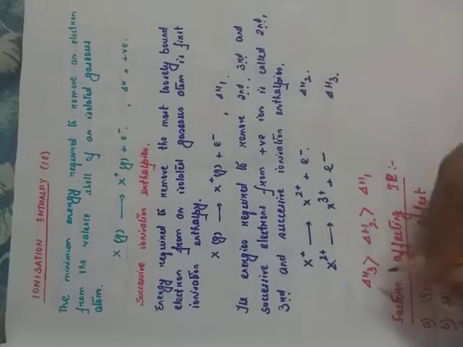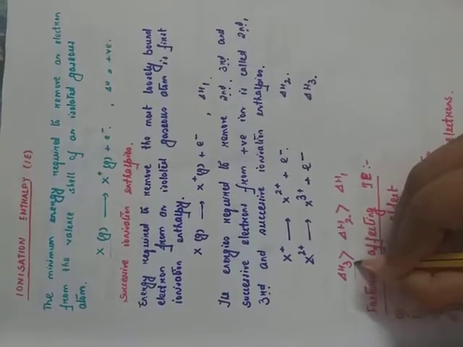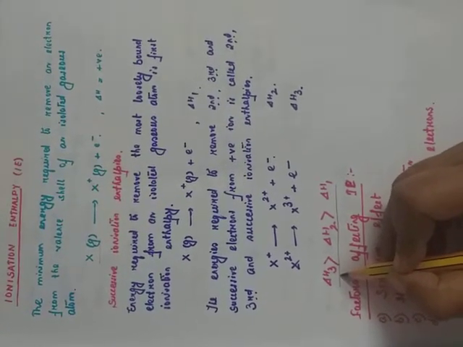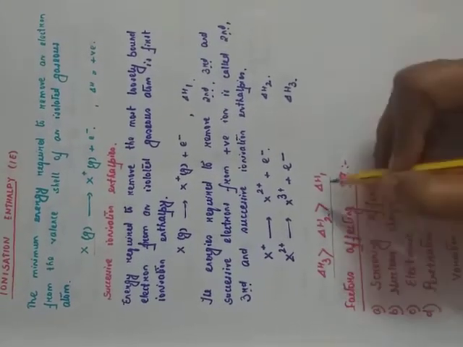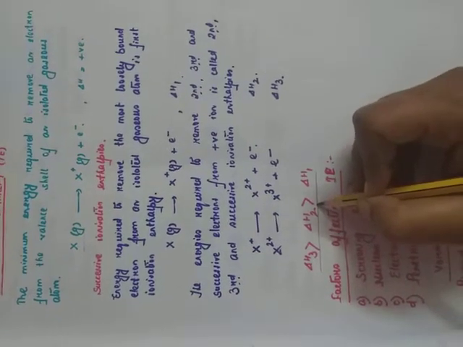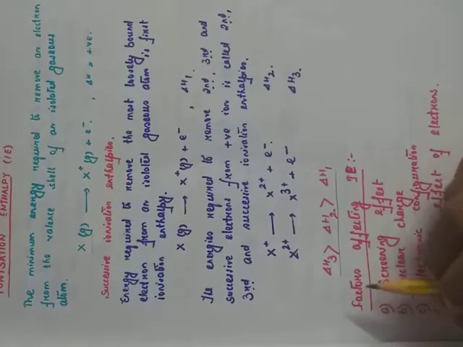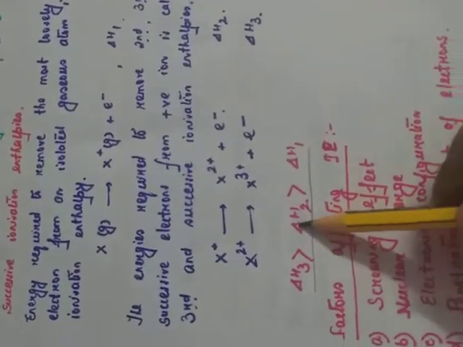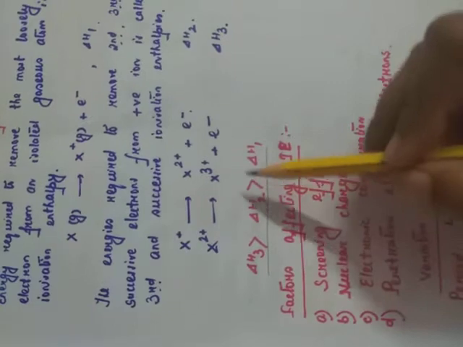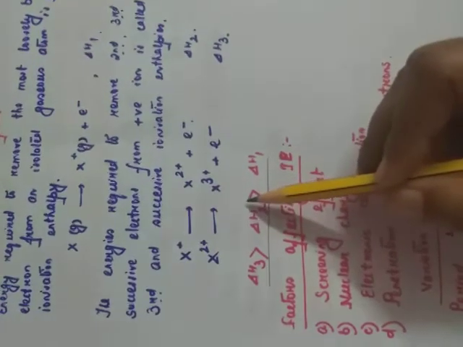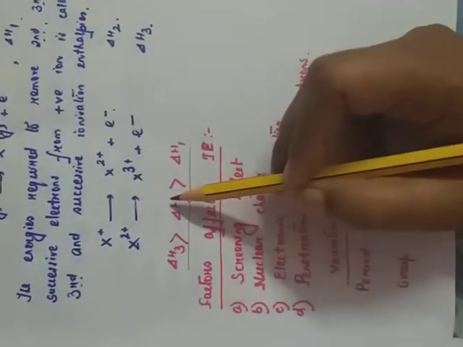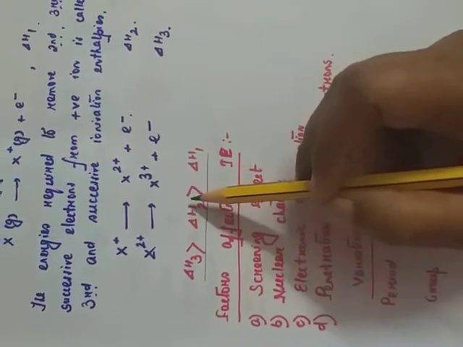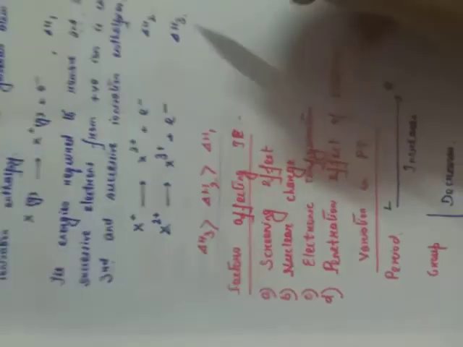Actually, successive ionization enthalpies are in the order that higher ionization enthalpies are always greater than the next lower ionization enthalpy, because the positive ion has more effective nuclear charge which holds the remaining electrons more firmly, so a large amount of energy is needed to remove the electron from it as compared to the neutral atom.